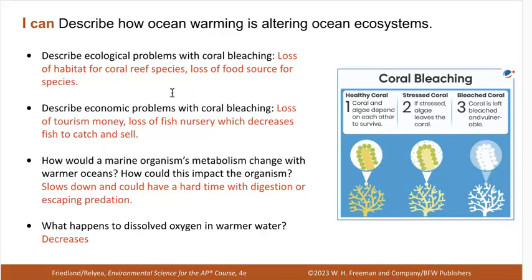How would a marine organism's metabolism change with warmer oceans? How could this impact the organism? It slows the organism down and they can have a hard time digesting food or escaping predation. And then it's a physical property of water that there is less dissolved oxygen in warmer waters.